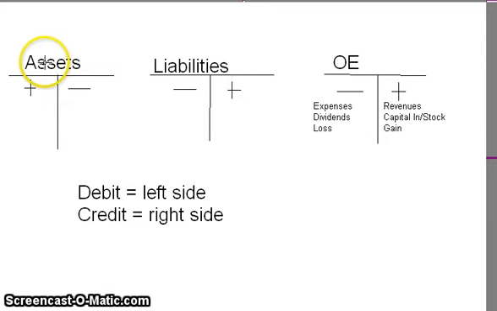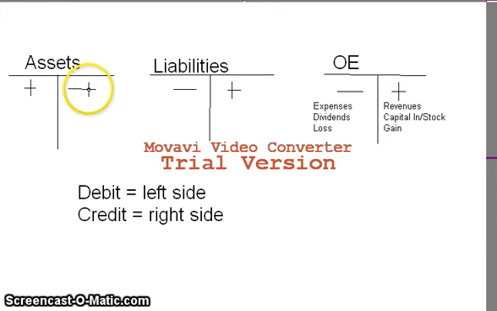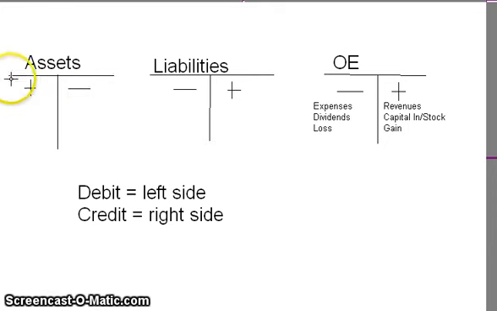If you're dealing with an asset like cash, which is something I like to talk about a lot because cash is cash, no question that that is an asset. To increase the asset of cash, you're going to debit it, which is left side. To decrease the asset of cash, you're going to credit it. So if you got cash, it's going to be a debit to cash on the left side. If you spent cash and cash went out of the door of your business, that is going to be a decrease to the asset of cash, and it's going to be on the right side.